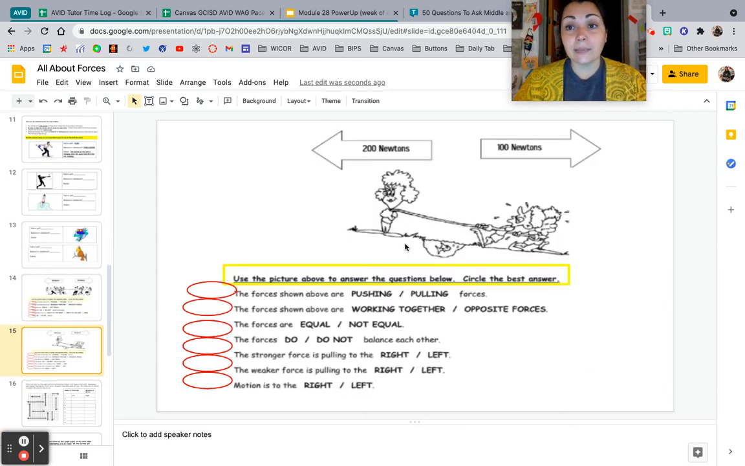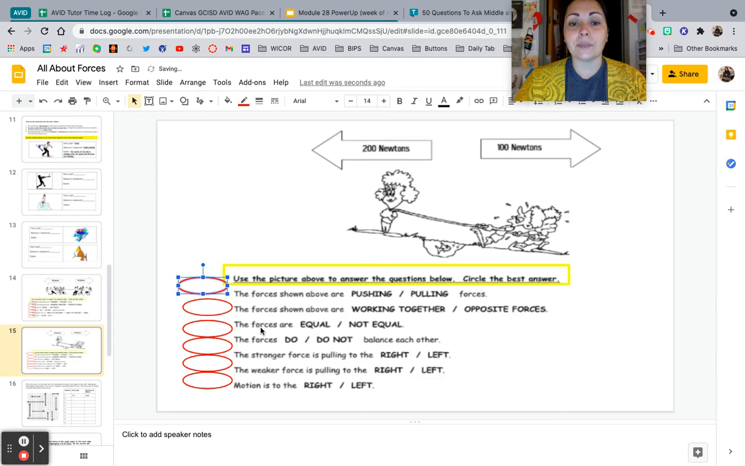And then number 15, same idea. You're going to look at this picture, 200 newtons to the left and 100 newtons to the right, and you're going to read each statement. The forces shown above are pushing or pulling, and same thing. You're either going to put pushing or pulling, and then do the same thing for the other questions.